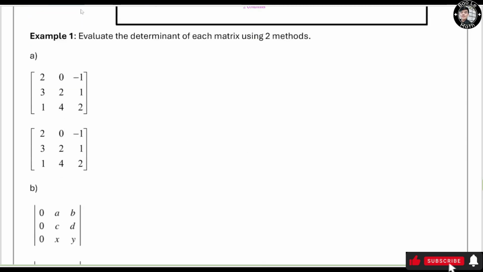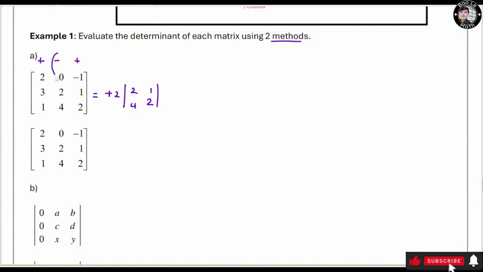Now, take a look at the first example. Evaluate the determinant of each matrix using two methods. For the first method, I'm going to pick the first row right here because I see 0 right here. So I'm going to place plus, minus, plus. It's going to be plus 2 times the determinant right here: you have 2, 1, 4, 2.